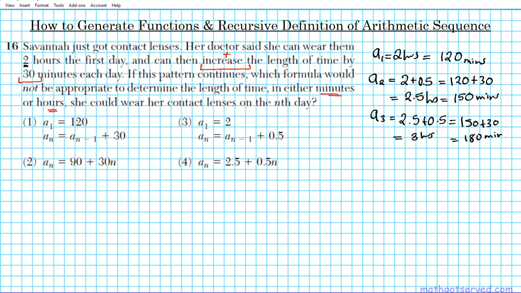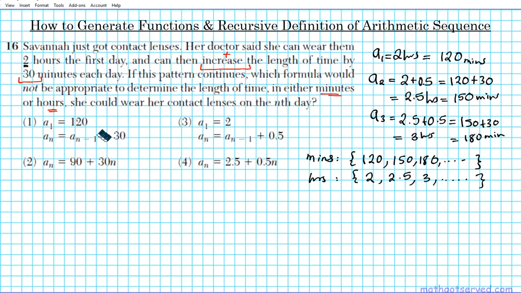Okay? So the sequence under consideration here, in minutes, is going to be 120, 150, 180, and the pattern goes on and on and on. All right. If you want to write it in hours, it's going to be 2 hours, 2.5, increasing by 0.5 hours every time, 3 hours, and then it goes on.